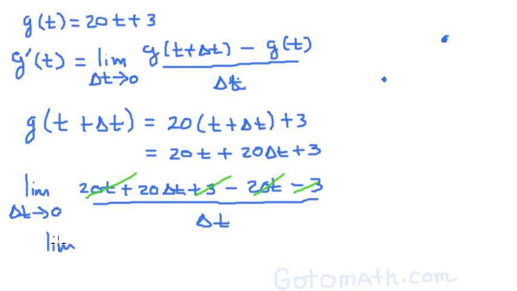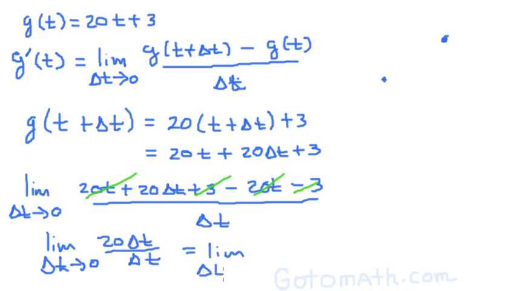And so rewriting the limit here as delta t approaches 0 of 20 delta t over delta t. What's happening here is the delta t's are going to cancel out, and then we're just left with this here, and the limit of a constant is just the constant. So we can say that g prime of t is equal to 20.